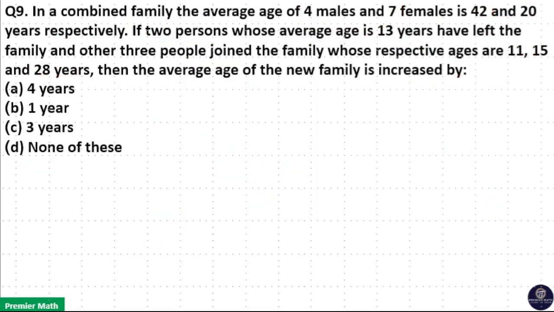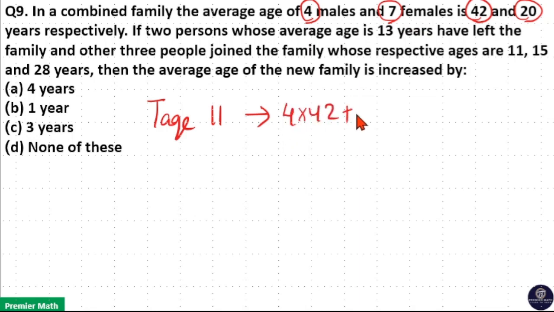This question can also be done in the normal way, that is total age of 11 people. Initially there are 11 people in the family. So 4 into 42 plus 7 into 20 is the total age of 11 people. Now 4 into 42 is 168, 7 into 20 is 140. So total age of the 11 people is 308.